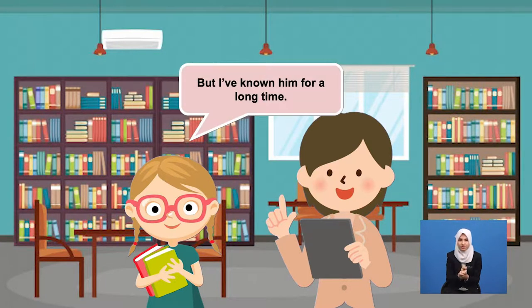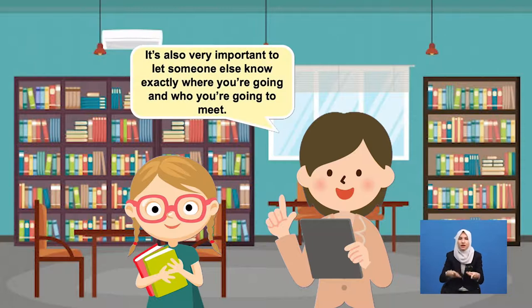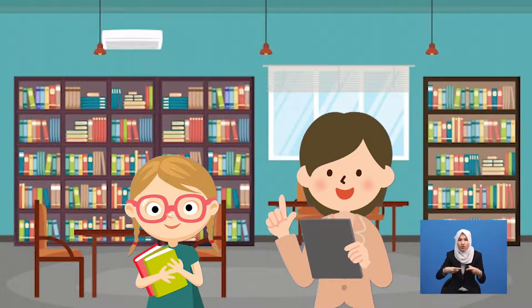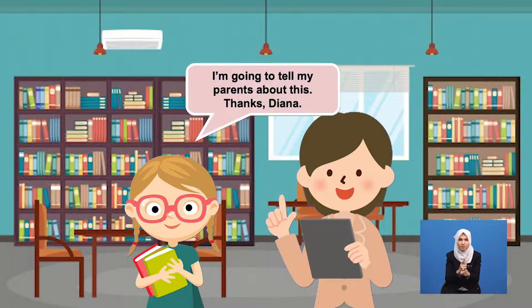But I've known him for a long time. Well, if you still want to meet him, it's best to meet in a public place and to not go alone. It's also very important to let someone else know exactly where you're going and who you are going to meet. You are right. It could be dangerous. I'm going to tell my parents about this. Thanks, Diana.